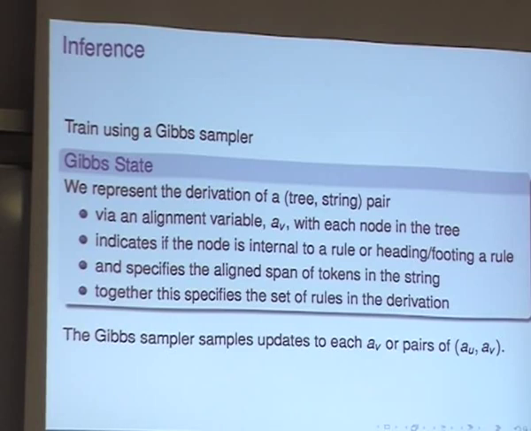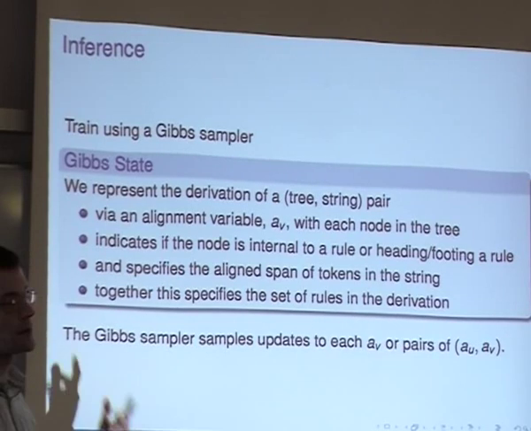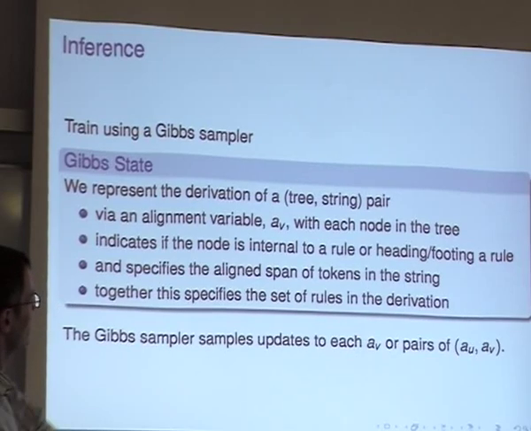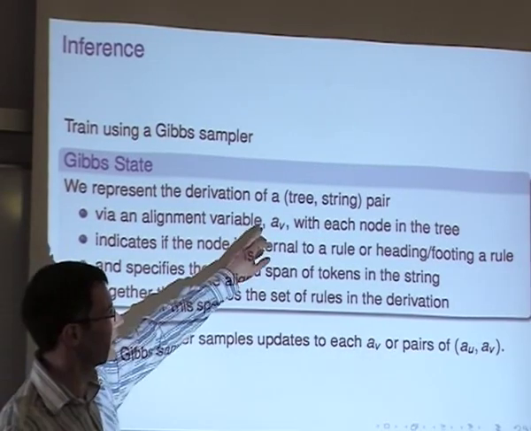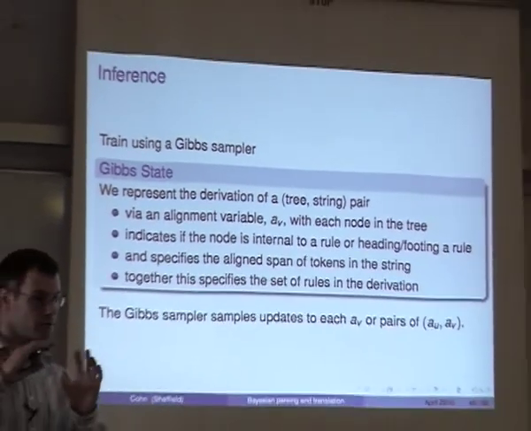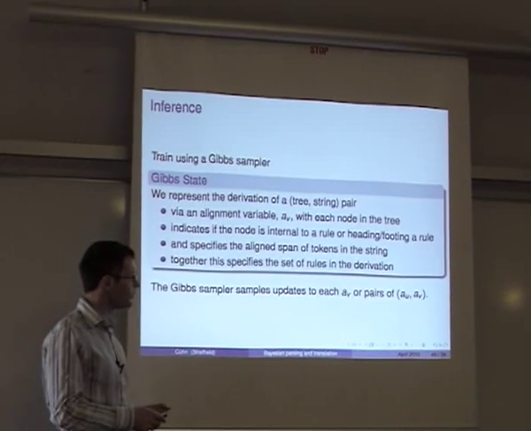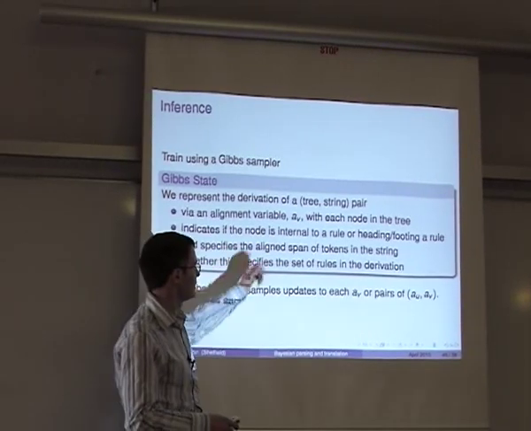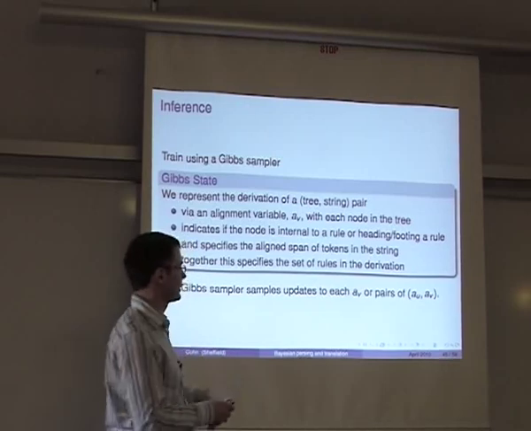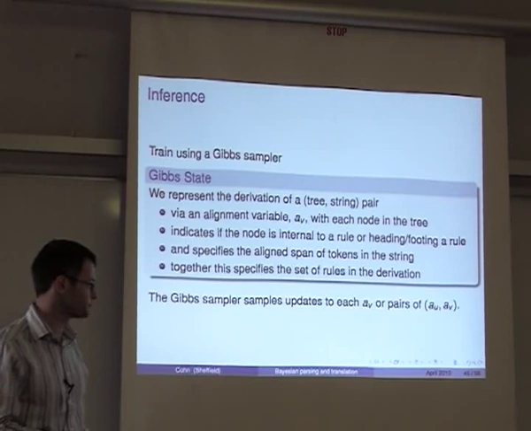We have a slightly more complex representational problem because we're not just interested in how we split the tree up into parts, how we segment it, we're also interested in what it aligns to. So every node we decorate with an alignment variable as before, but the alignment variable has to say whether the node is internal to a rule, or is the head or footer of a rule, and also specify the span of tokens in the string. Together, if we know the span and whether or not it's the head or footer of a rule, then that'll specify the complete derivation within the synchronous tree substitution grammar.